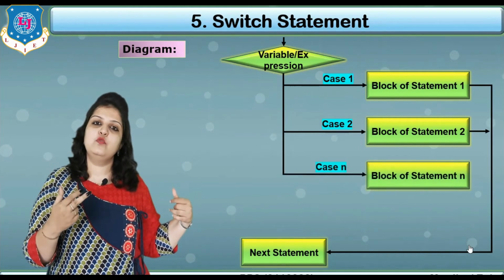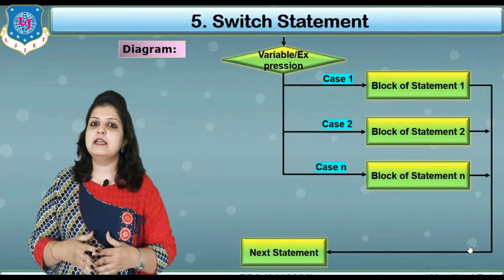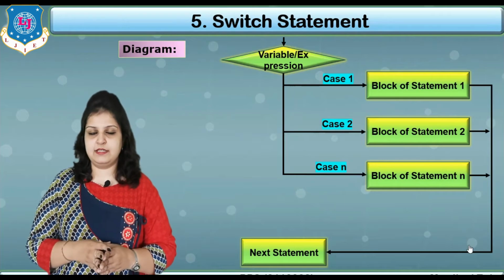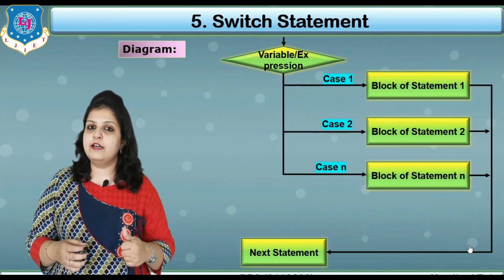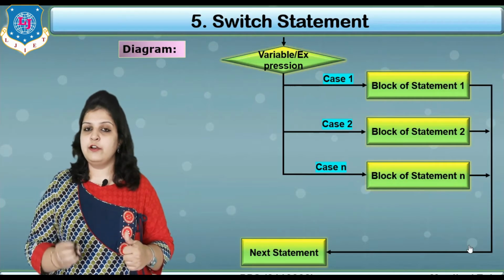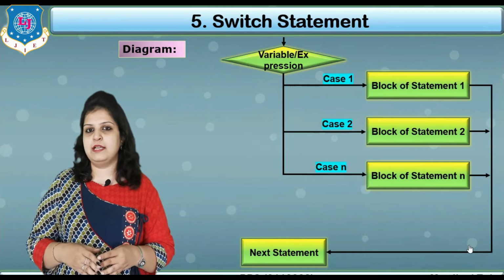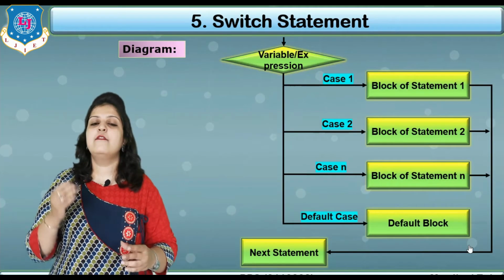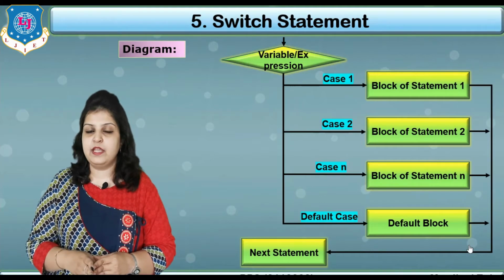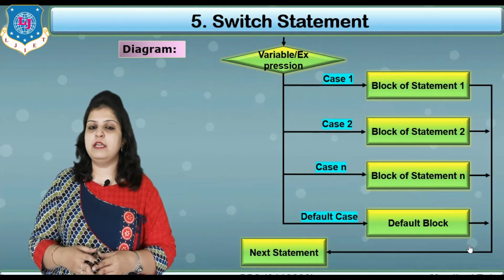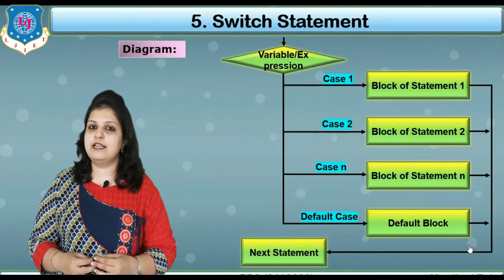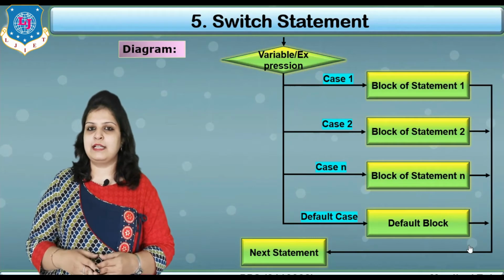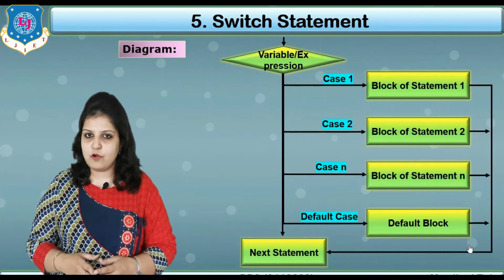Then if cases 1 and 2 do not match, in this case 3 will be checked. In this way we can write n number of cases. And in the else if ladder, if none of the conditions is true, then our else part will be executed. So here if none of the cases match, then our last case is the default case, and this default case will be executed. In this default case we can write our default statement, and after that the next statement will be executed. How can we write the program using switch?